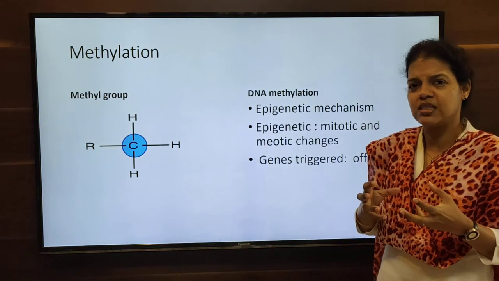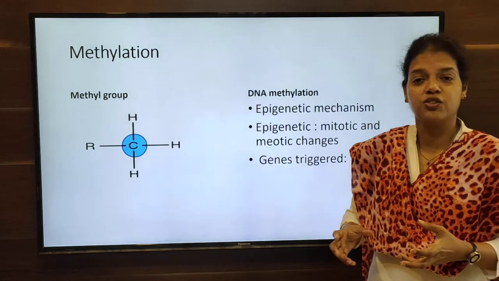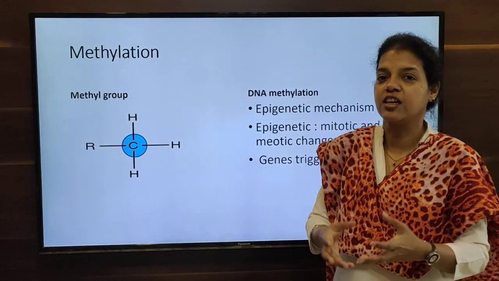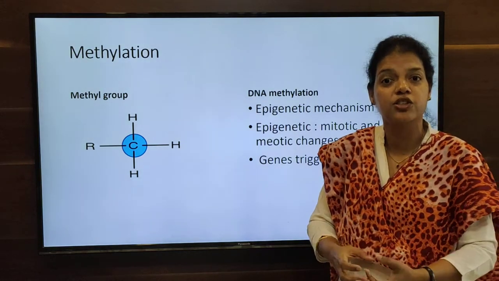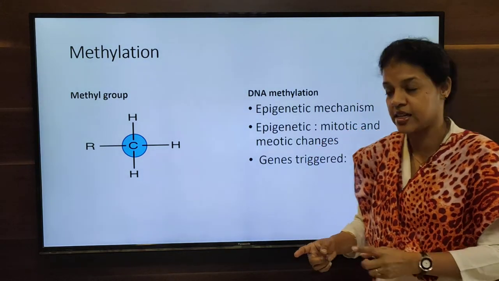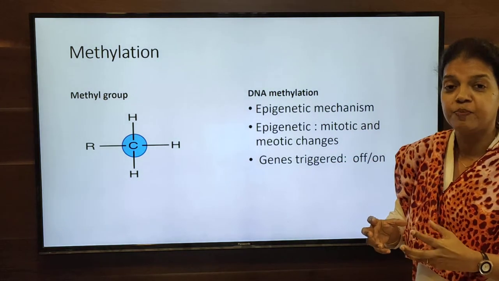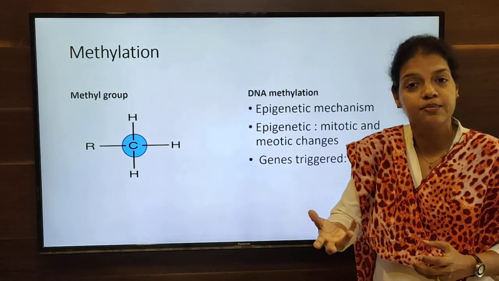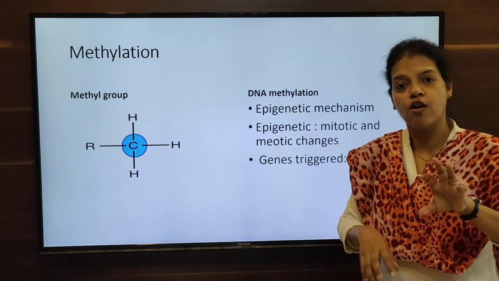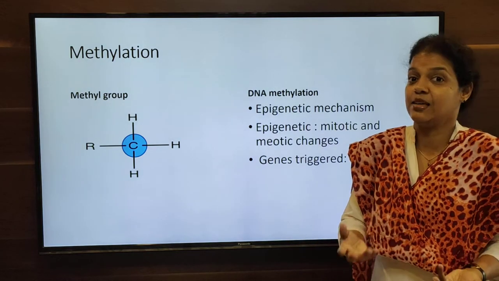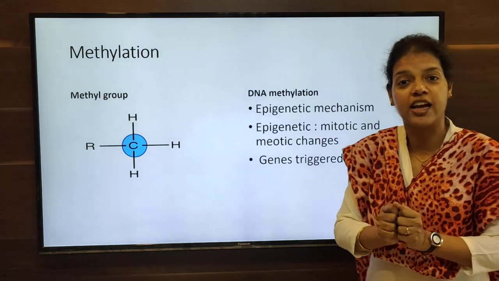So what is this epigenetic mechanism? This is nothing but the mitotic and meiotic changes. I think you are very familiar, we have done it in our school. Mitosis and meiosis is cell division, differentiation and growth and multiplication of cells. So during this process, if there is a metabolic change, it can either turn on some genes or it can turn off some genes. So this turning off and on of genes can impact health and disease, and that is why methylation is an important reaction.